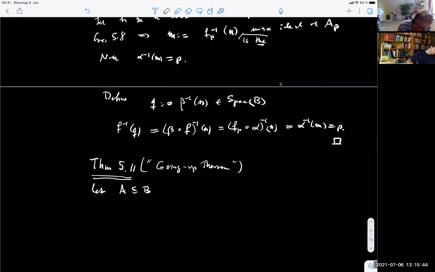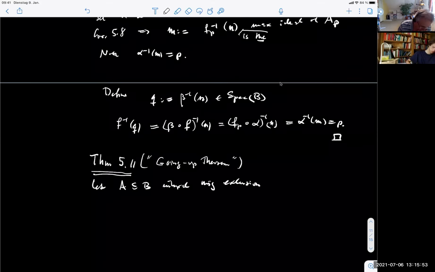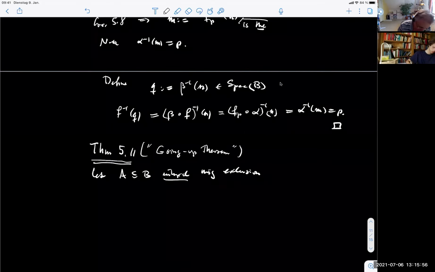I have from A to B an integral ring extension. Okay. Then I take a chain of prime ideals in A, like P1, P2, up to Pn. It has length n. Chain in A.